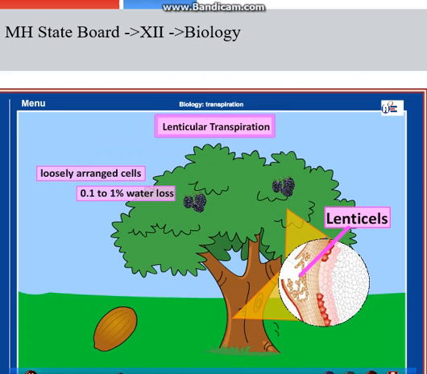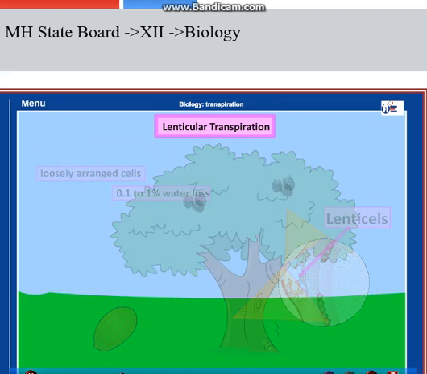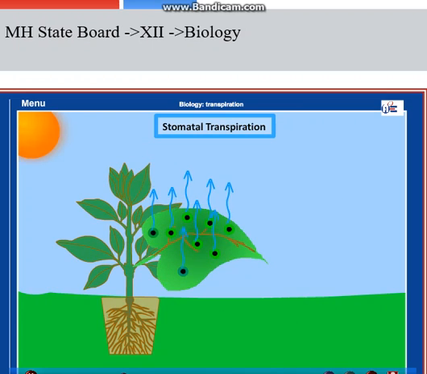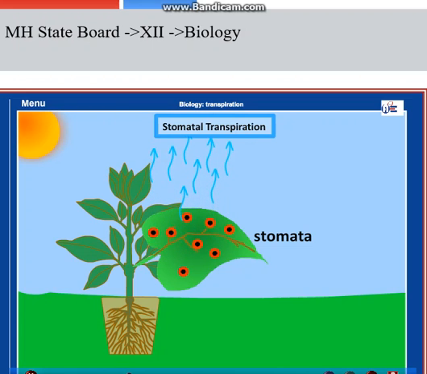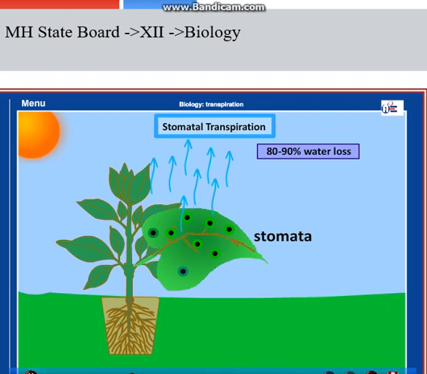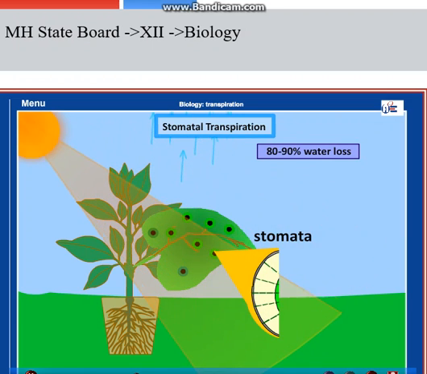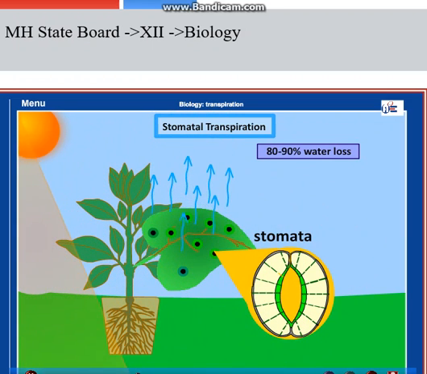is called lenticular transpiration. Stomatal transpiration occurs through minute pores called stomata present in epidermis of young stem and leaves. About 80 to 90% of the total water loss takes place through stomatal pores. Stomatal transpiration occurs only during daytime when stomata are open.